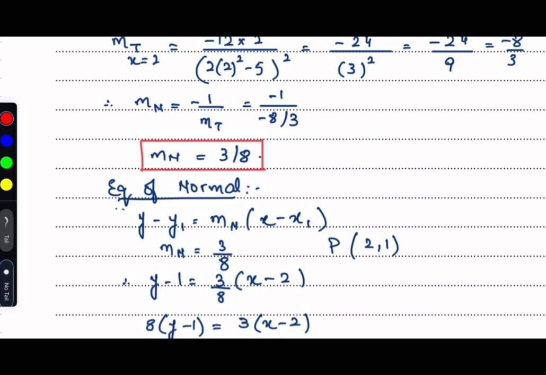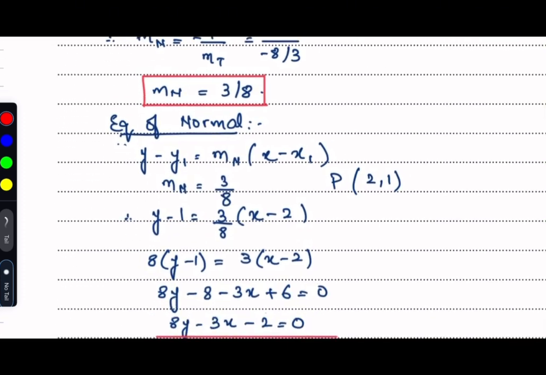The two things that we need to make the normal equation are the gradient, which we have already found, and x1 and y1, for which the question has given us the point (2, 1). This was the point at which we have to find the normal equation. So I shall be substituting y1 with 1, x1 with 2, and the gradient as 3 by 8, and solving the equation. 8 gets multiplied by y minus 1, 3 multiplied by x minus 2.